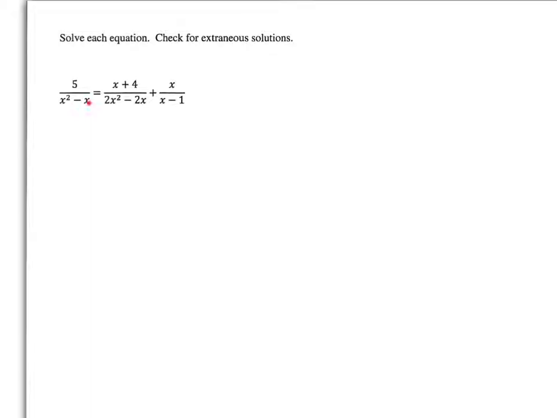We have to factor the denominators to find extraneous solutions, also to find common denominators. So to do that, the denominator here factors as x times x minus 1. This denominator becomes 2x times x minus 1. And x minus 1 doesn't factor, it just stays. What makes each of these factors 0? Because that makes the denominator 0. That is what an extraneous solution would be, and what x is not allowed to equal.